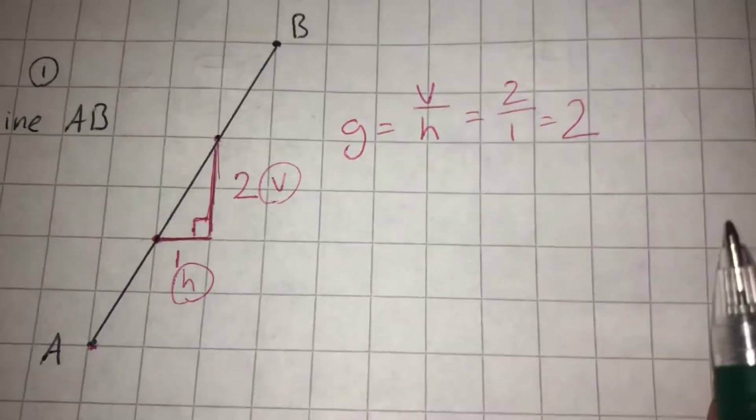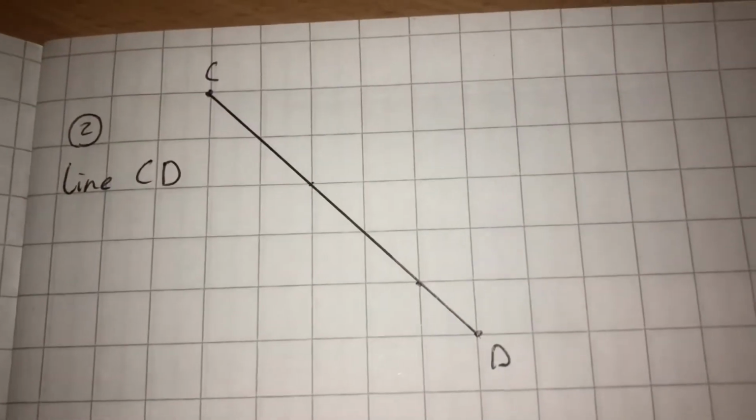Okay. I'll do another example. This time we have to realize, and this is where you just need to be careful, this was a positive gradient.